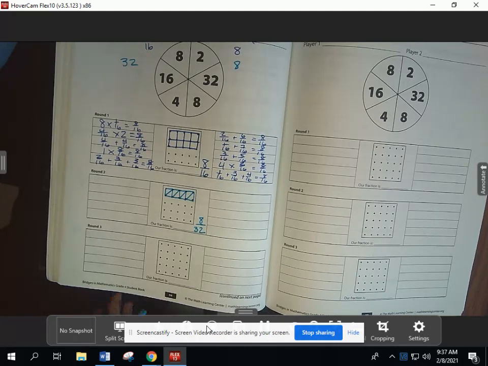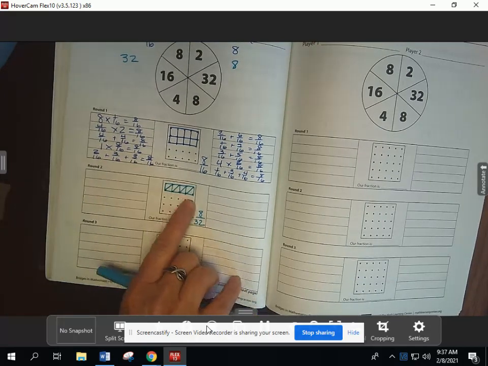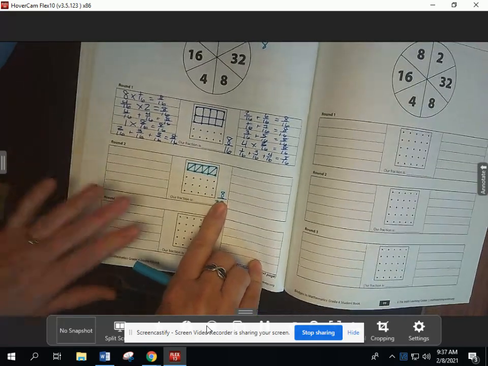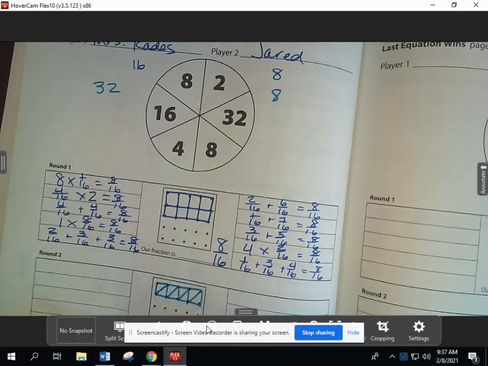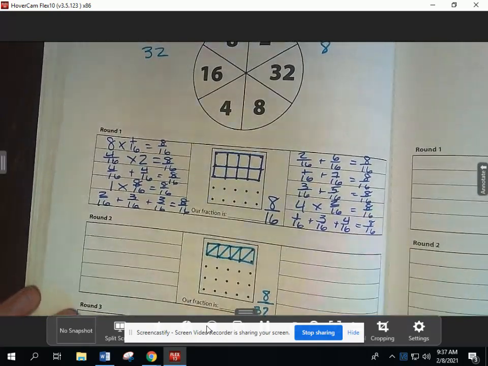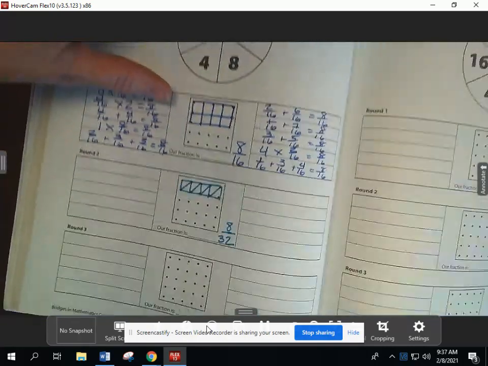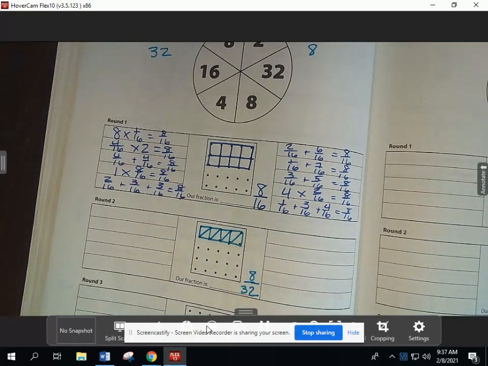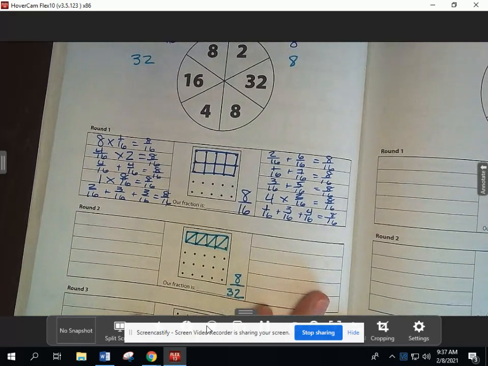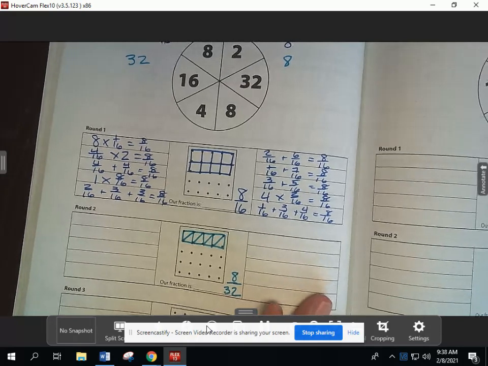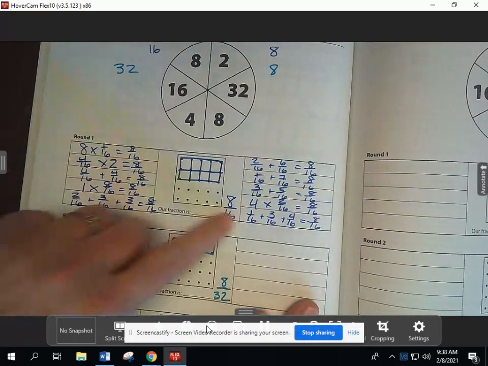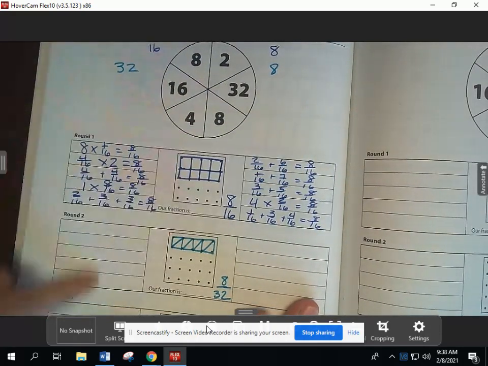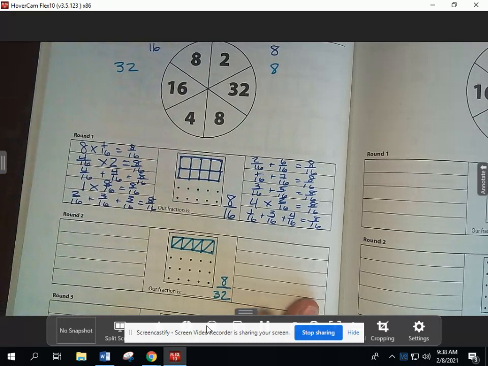Now we have to make equations that fit this. We have to come up with ways to make 8/32. Our denominator is always going to be 32 for this round. In this game, the youngest person goes first. Adrian, do you have an idea of how to write an equation? If you can't remember how to do that, everybody go up here, look at this. Oh, that's right, I'm younger.